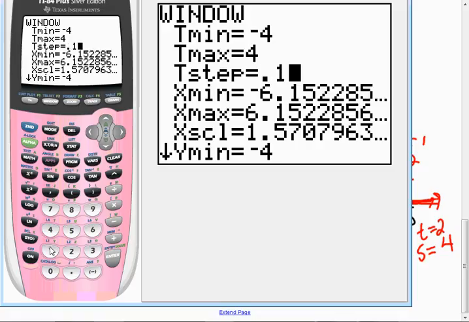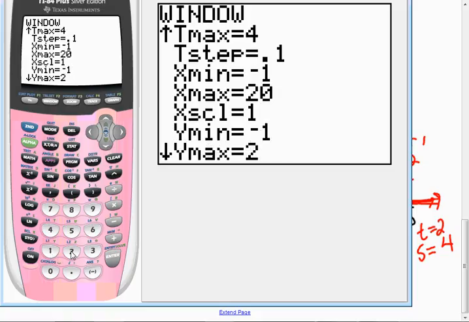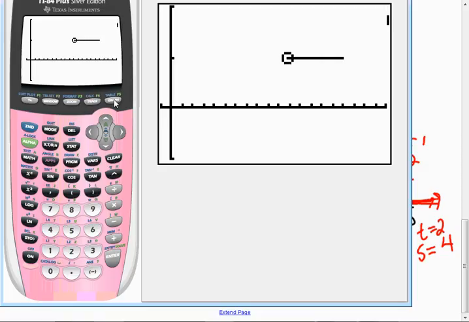Now, negative 4 squared is going to be 16, but x is never going to be negative, is it? So let's make the x min be negative 1, and then we'll go to 20 on this one. And the y's, I'll just count by ones, starting at negative 1 and going up to 2. Now, watch this quickly. It's going to give it to you in time. There it comes. What's it doing? It's slowing down, and it's stopping. And then it's speeding up.